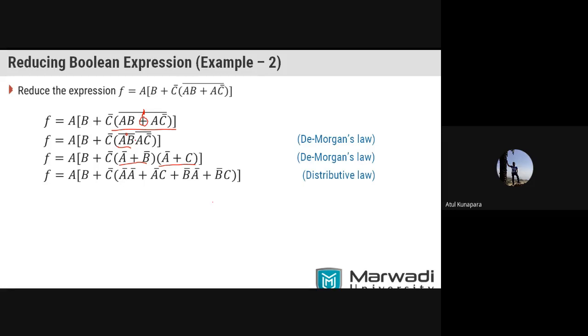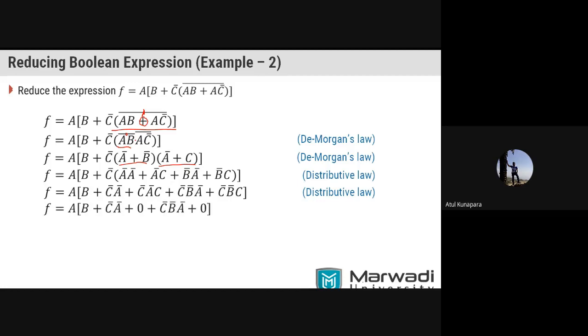Now next, you take this C bar inside. So again we are applying the distributive rule, right? C bar into A bar into A bar will be taken as A bar only, so here we have applied the identity rule also. Then C bar A bar C, then C bar B bar A bar, and C bar B bar C. So C bar is multiplied with all the terms inside the bracket, and you get this.